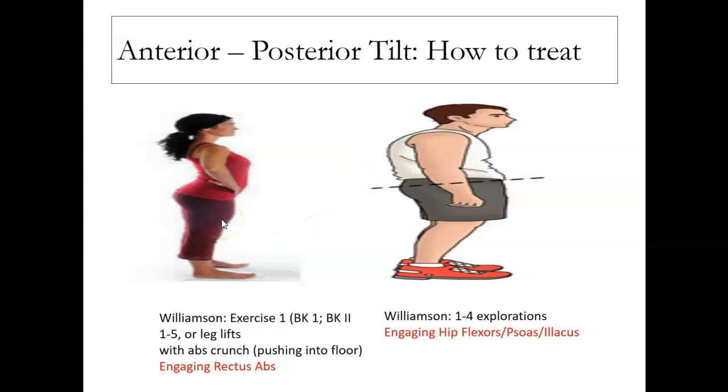So with her, let's see, you get an image of her on the midterm exam, and you think, okay, she has an anterior tilt, I can see that. How can I bring her more back into neutral?